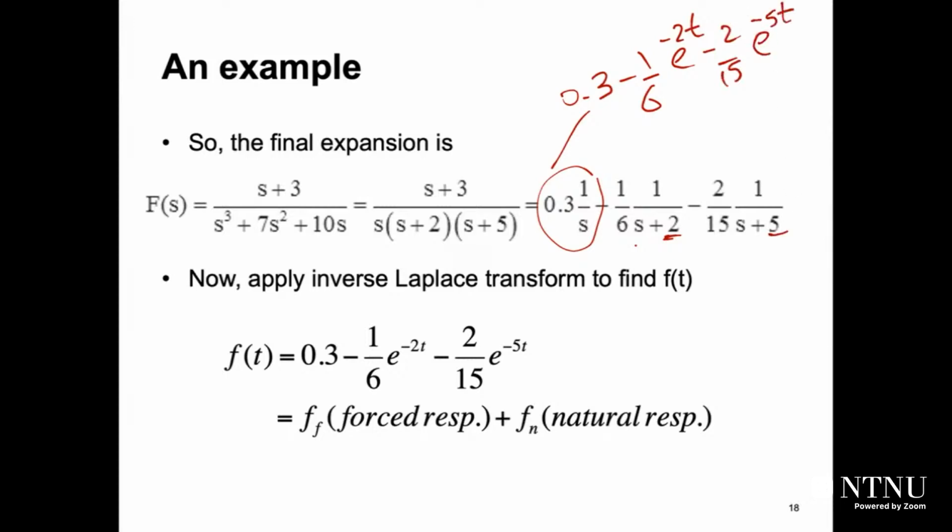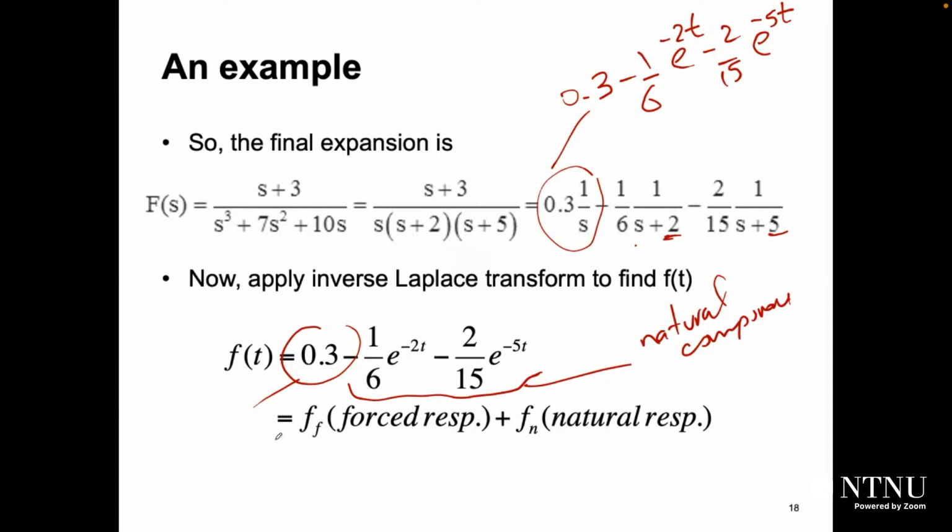And as you can see here, we have a forced component. This one we call the forced component or forced response. And that part will be the natural component, correct? So now we can get the response, f of t, right? We can get f of t.